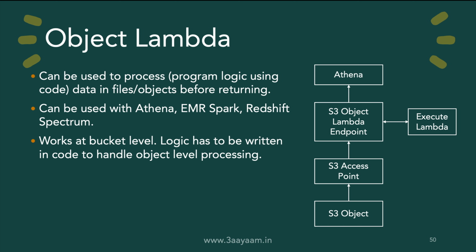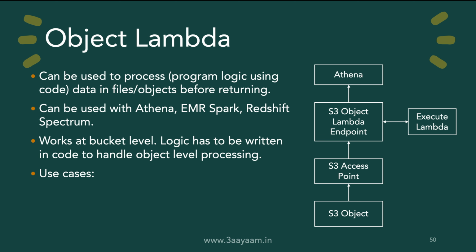And it works at a bucket level. Remember that we cannot use it at object level or folder level. So if you want to execute Object Lambda on a particular folder, which would typically be our case, we'll have to handle it in the code itself, meaning that get the bucket name and from that get the prefix name. Okay, these are the object keys, and then execute this particular code. Object level processing or folder level processing has to be executed, or there has to be a logic in the Lambda code for object or folder level processing.